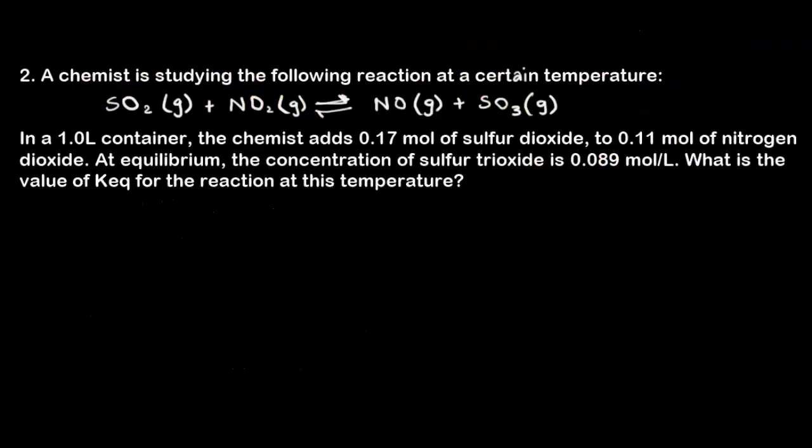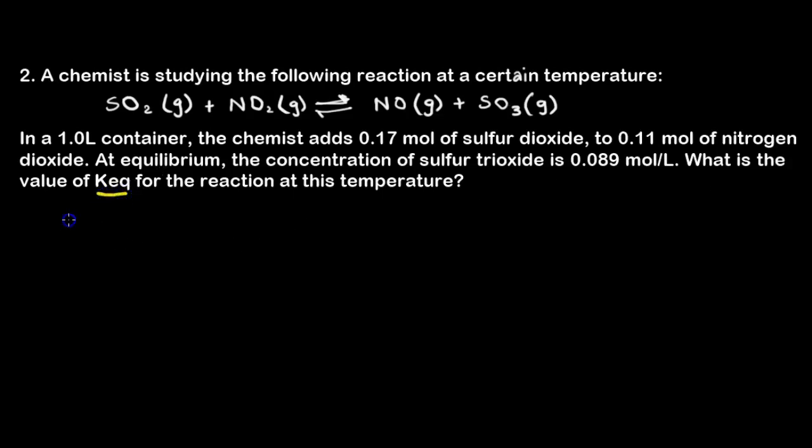The next question is, a chemist is studying the following reaction at a certain temperature. It's SO2 gaseous plus NO2 gaseous gives us NO gaseous and SO3 gaseous. In a 1 liter container, the chemist adds 0.17 moles of sulfur dioxide to 0.11 moles of nitrogen dioxide. At equilibrium, the concentration of sulfur trioxide is given to us as 0.089 moles per liter. They want us to find the value of K equilibrium.